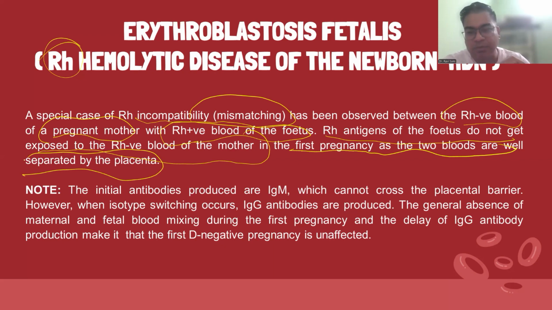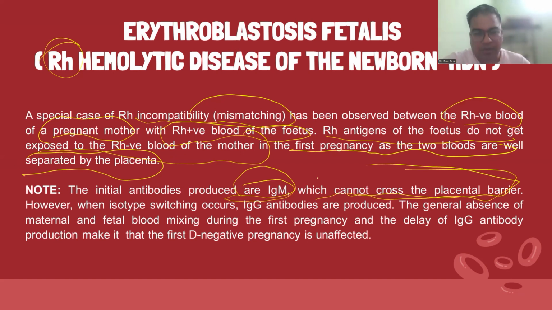So in the first pregnancy, there will be no complications because the bloods of mother and fetus are well separated. Mother is Rh negative and fetus is Rh positive, but their blood is well separated by the placenta. The initial antibodies produced are of IgM class, which cannot cross the placental barrier. So in the first pregnancy, if antibodies are formed, they are of IgM class, which cannot cross the placental barrier and will not have any kind of harmful effect.